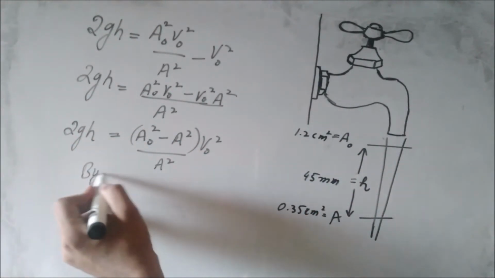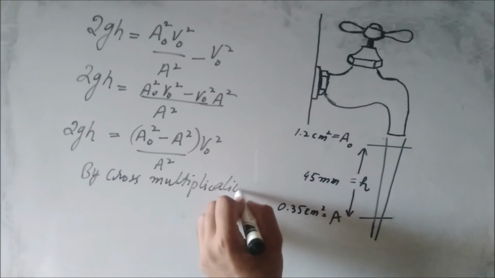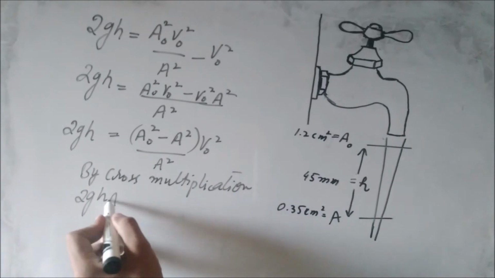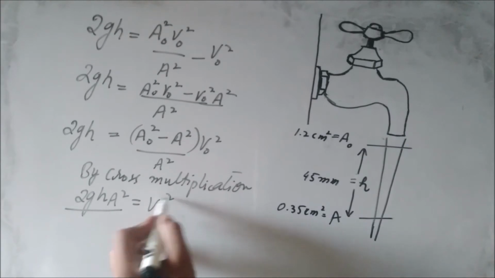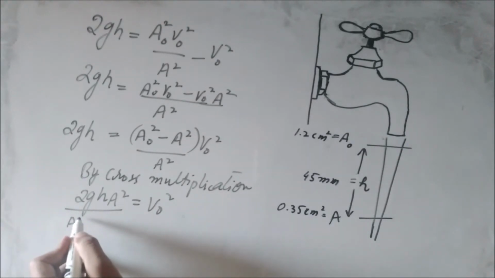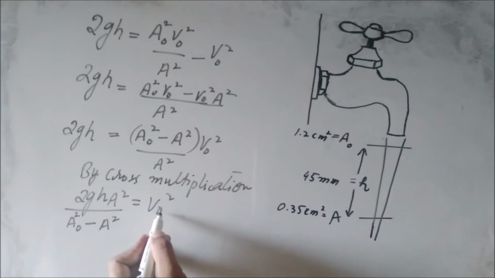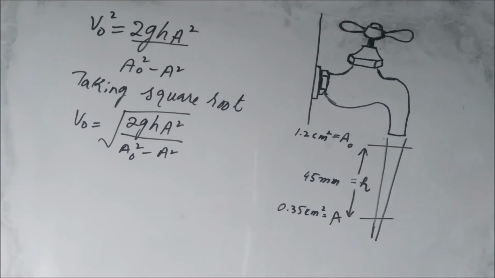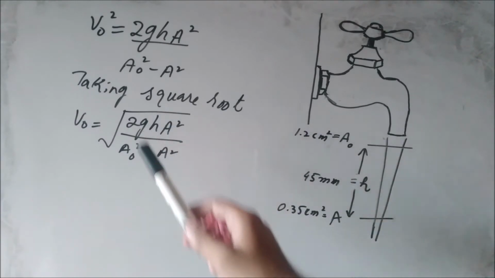By cross multiplication, the relation will be 2gh A square equals V naught square times (A naught square minus A square). To get the value of only V naught, I have to take the square root on both sides. So by taking the square root, I will get V naught equals the square root of 2gh A square divided by (A naught square minus A square).